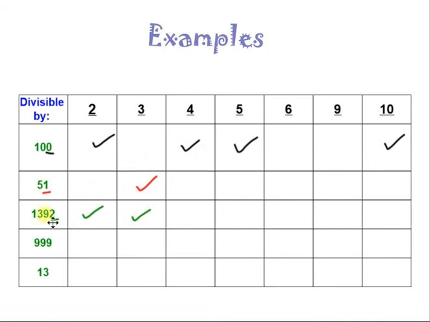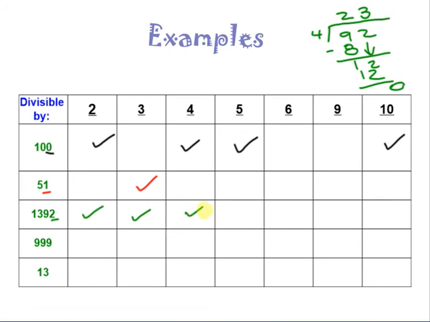Does 4 go into 92? So let me show you what I'm talking about when I say division. So 4 goes into 9 2 times. 2 times 4 is 8. 9 minus 8 is 1, and we're going to bring down the 2. 4 goes into 12 evenly 3 times. 4 is 0 remainder. And so 4 does work for that number.